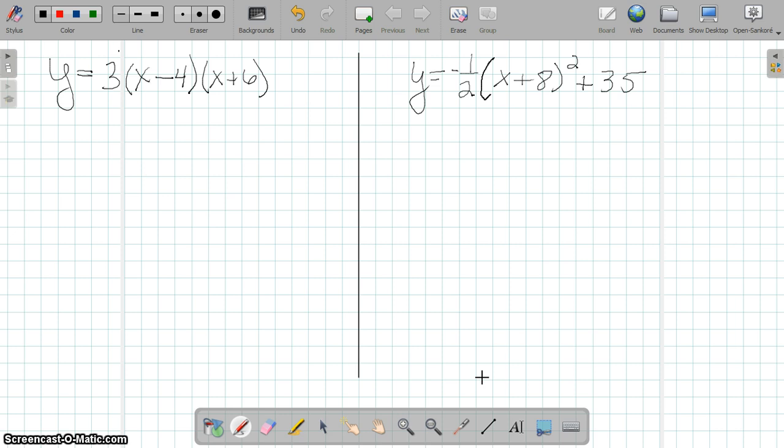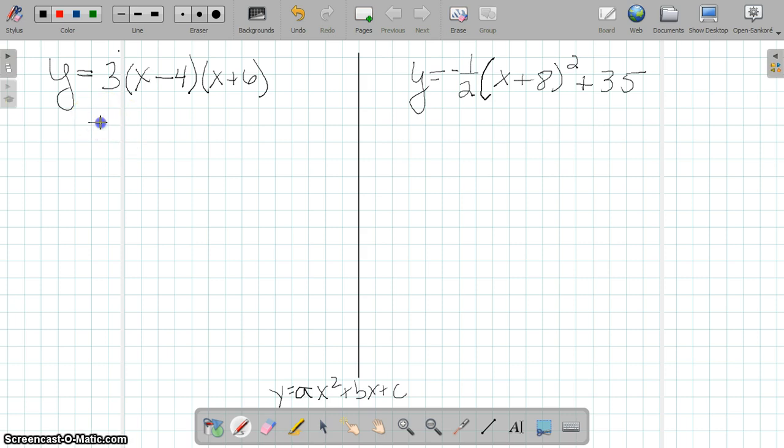Okay, so the first one here is in intercept form, and to convert it to standard form, which I'll write down here, the standard form is ax squared plus bx plus c. So up here I've got the intercept form. All we're going to do is FOIL it out.